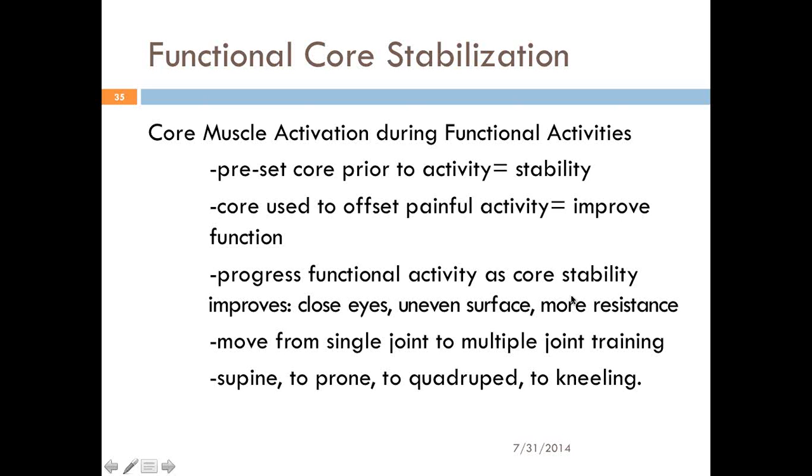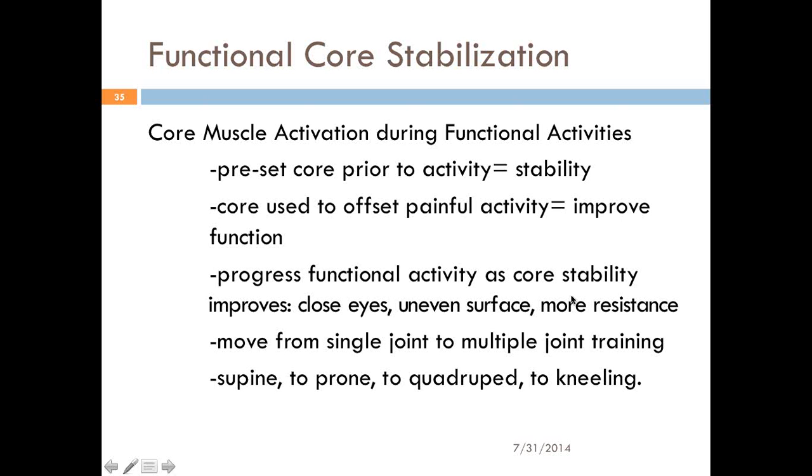So we moved from single joint to multiple joint training. Like I said, we were working on just activation in neutral first, and then we would add in limbs and different positions. We go from supine to prone, then quadruped, and then kneeling. The order that I would progress somebody is non-weight bearing first, with no resistance and the core pre-activated. Then quadruped, four points, no resistance with core activated. Then kneeling, where you can start adding some resistance, and then standing. This is the order that you would progress somebody if you're trying to get them stronger.